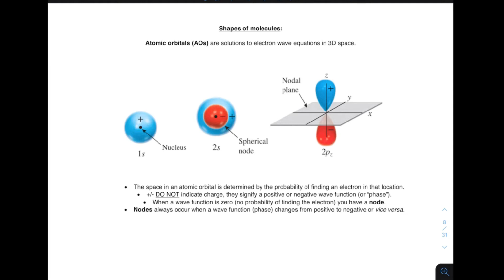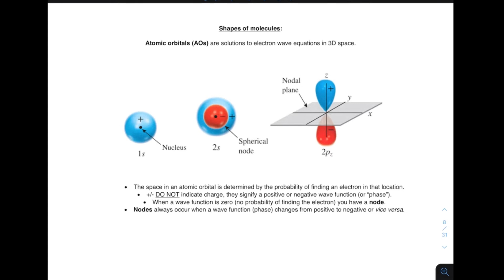All right, so now let's talk about the shapes of molecules. Atomic orbitals are solutions to electron wave equations in 3D space. What we have down here is three different examples of orbitals: 1s, 2s, and 2p orbital, in this case 2pz.